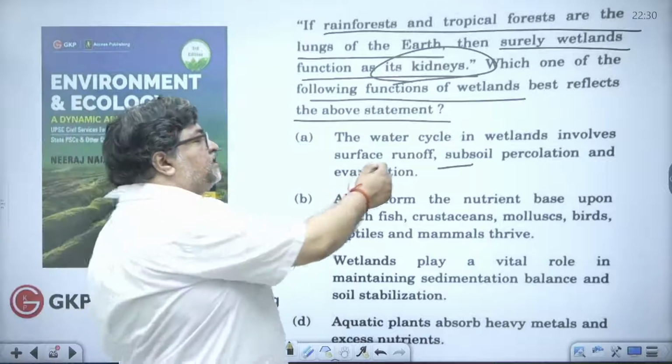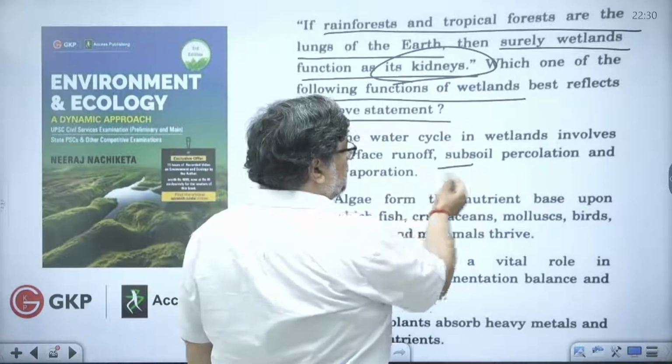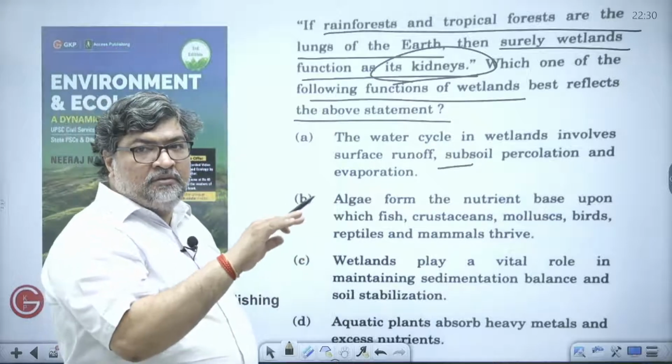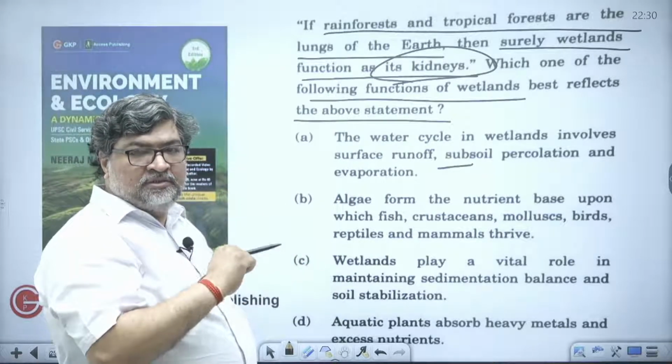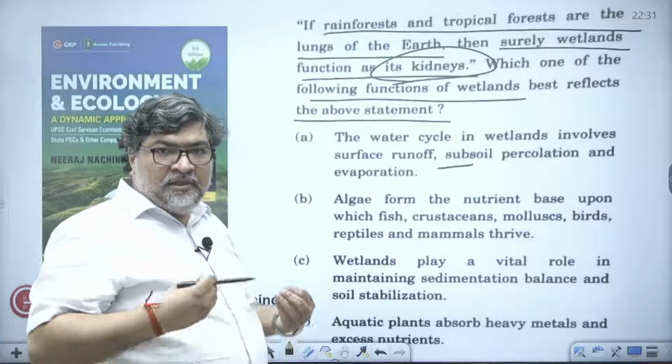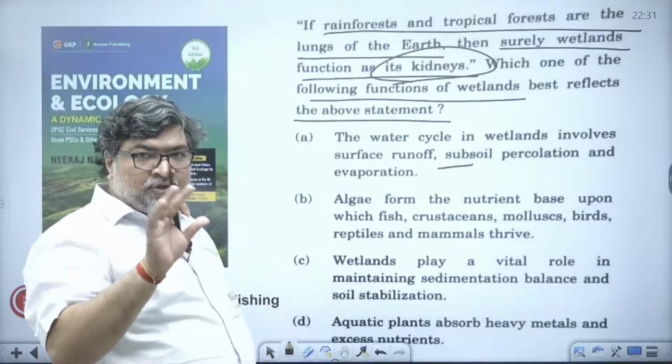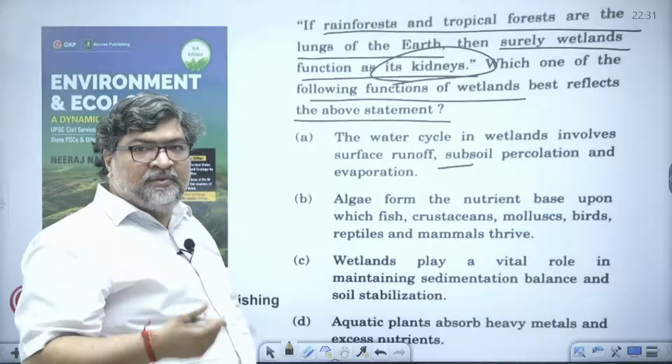So A, the water cycle wetland involves surface runoff, subsoil. That is right, the function. But this does not explain kidneys of the earth. Kidney of the human body filters the waste material. Right. So you have to look into the kidney kind of function of the wetland.